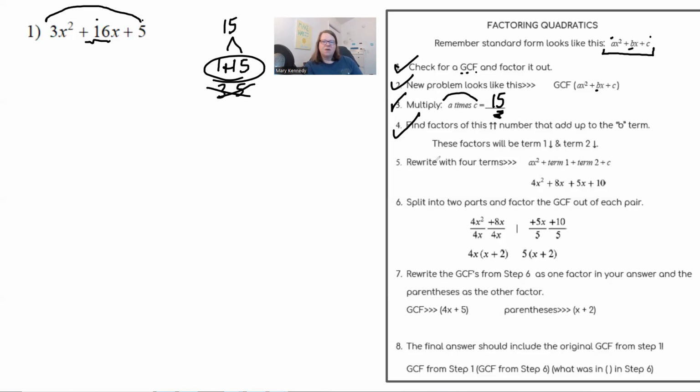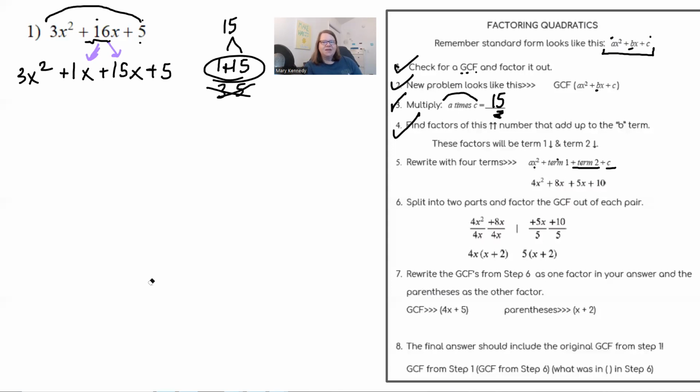All right, we did that. Right, rewrite with 4 terms. So ax squared, so 3x squared comes first, plus term 1, we got 1, so we'll just put 1x, plus term 2 is 15, because we got 1 and 15, so 15x, plus c, and c is the constant at the end, plus 5. Now think about why we can do that. It's because we're simply splitting 16x into 2 pieces that are the same as 16x. 1x plus 15x adds up to 16x. And so that's kind of why we can do this process.